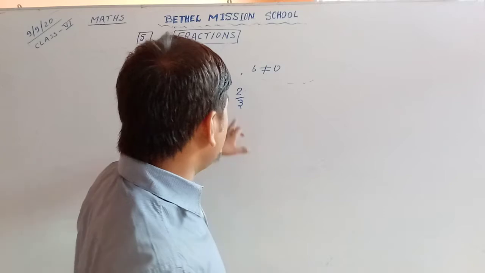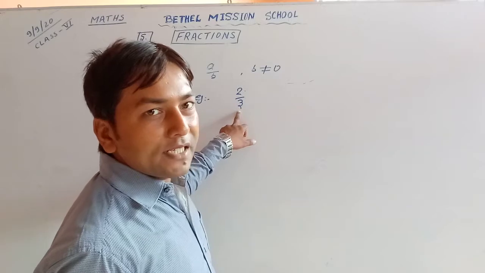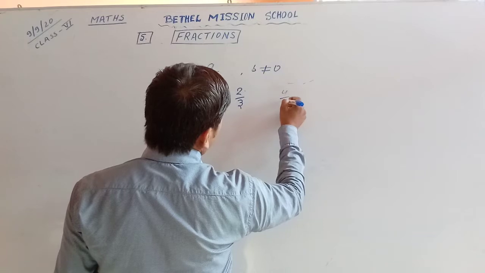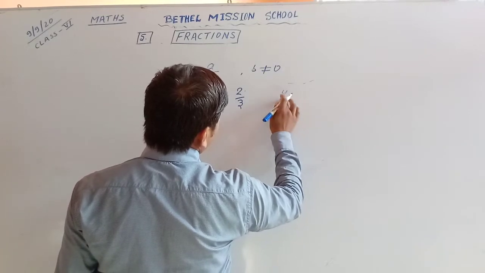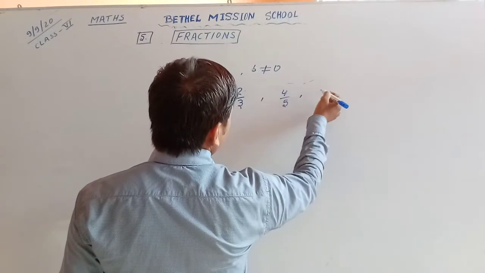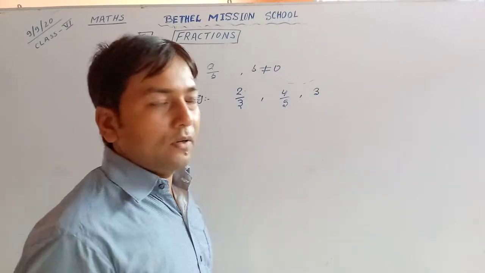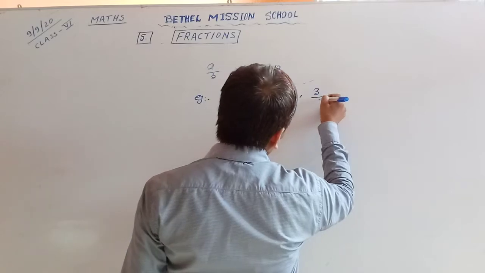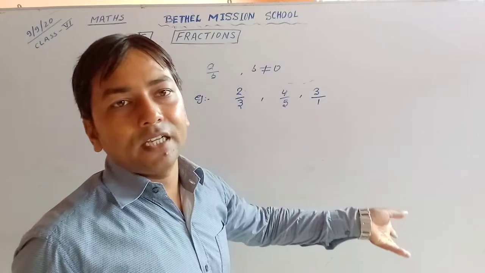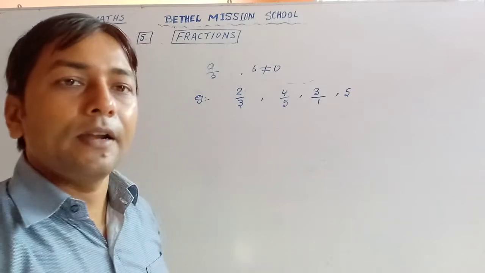Okay, and you will say that it is 2/3. Or suppose 4 upon 5. This is a fractional number. Or 3. This is also a fractional number because we can write 1 as a denominator. When you divide by 1, you will get 3, no change. That's why this is also a fractional number.